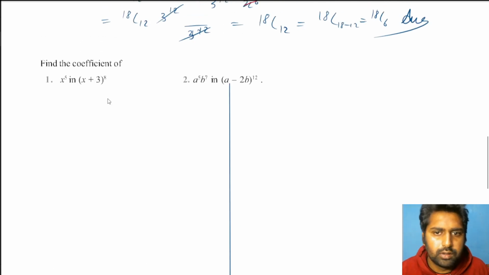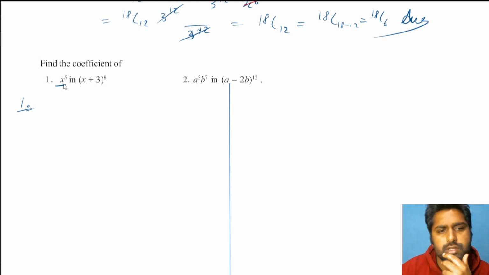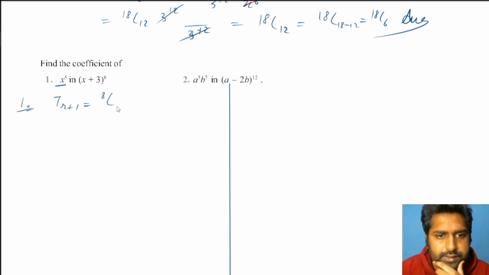Okay, let's solve the first one. It's saying find the coefficient of x raised to power 5. So remember that finding the coefficient of a particular term is also regarding the general term. Write down the general term first of all. Tr plus 1 is 8cr. First term is x, so x raised to power 8 minus r. Second term is 3 raised to power r.